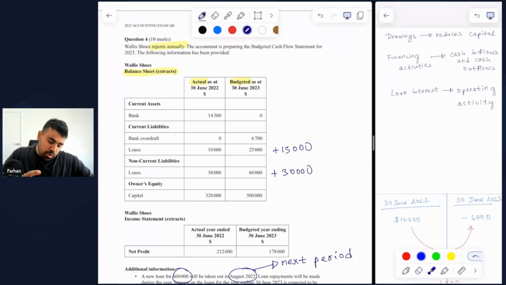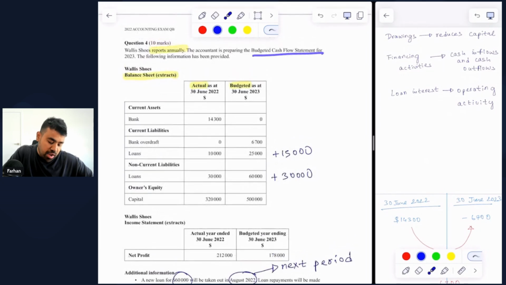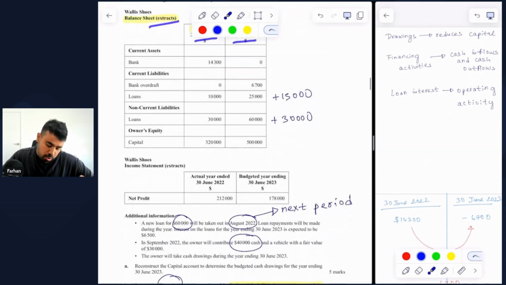Wallace Shoes reports annually. The accountant is preparing the budgeted cash flow statement for the financial year ending 2023. The following information has been provided. So you can see that we are given the balance sheet extracts, the actual results at 30 June 2022, and the budgeted results for the next financial year ending 30 June 2023. We are also given the actual net profit for the year ended 30 June 2022 of $212,000 and the forecasted net profit for the year ending 30 June 2023 of $170,000.